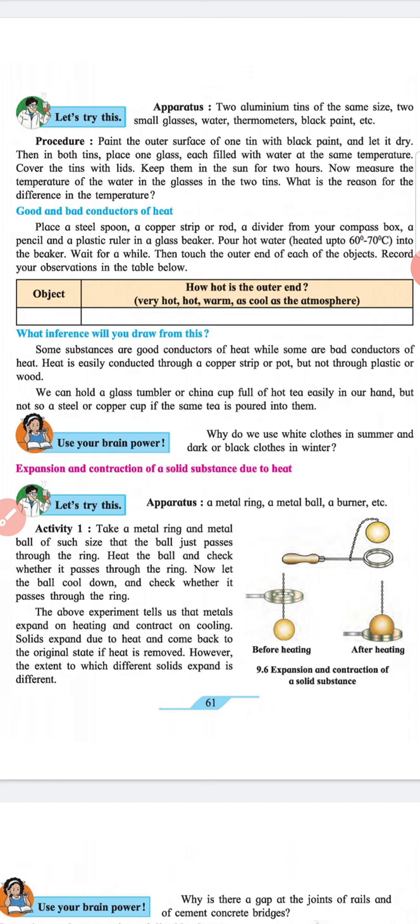Heading: Use your brain power. Why do we use white clothes in summers and dark or black clothes in winter?